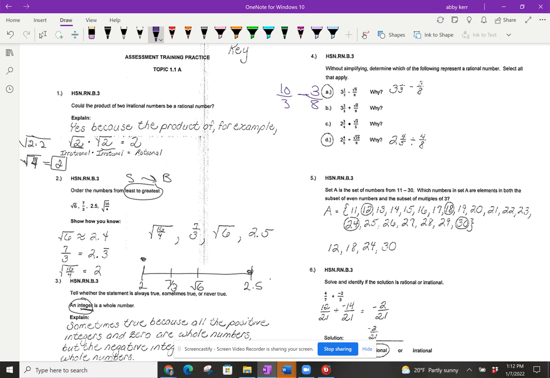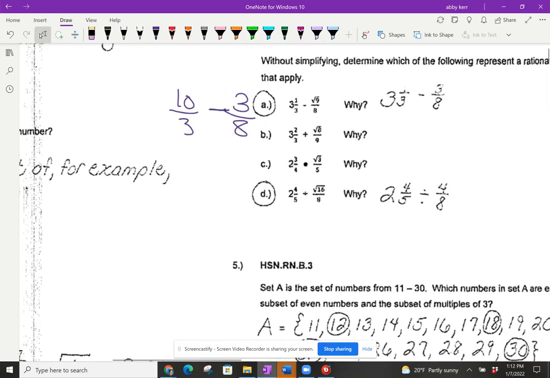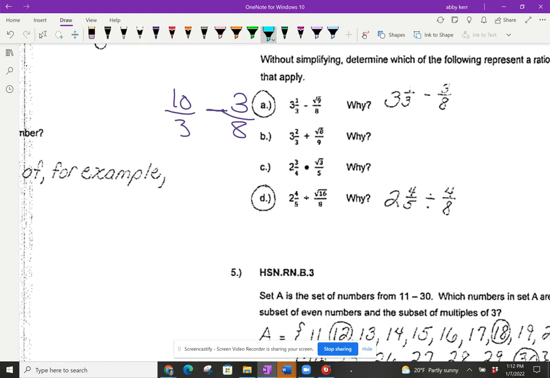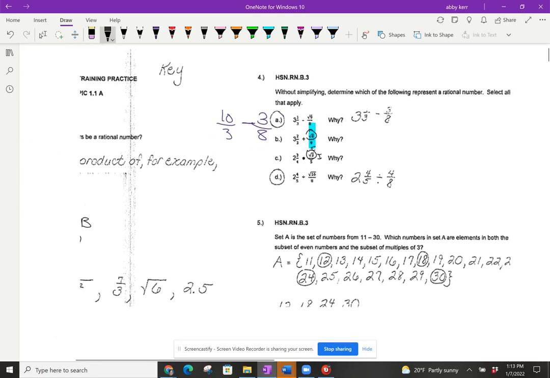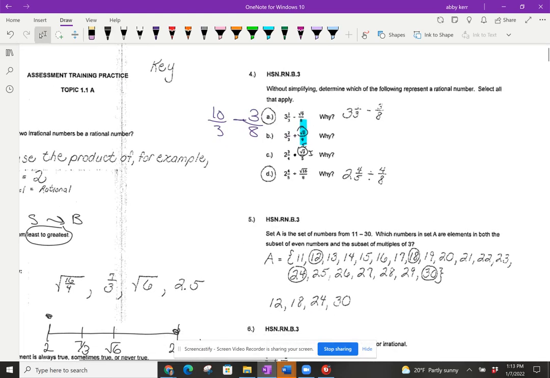Why B and C aren't, let me zoom in so you can see. The square root of 8 over 9, that square root of 8 is not a perfect square. So that's actually an irrational number. And then the same thing with letter C. Square root of 3 is also irrational. So irrational divided by rational gets you irrational.